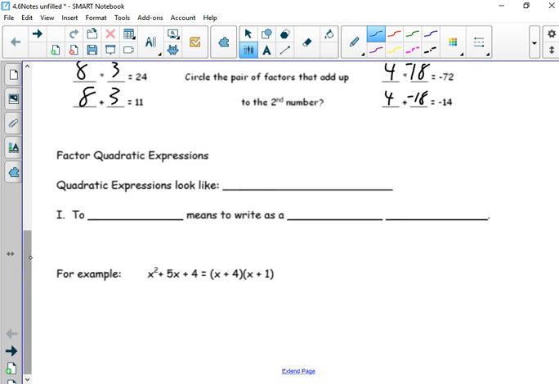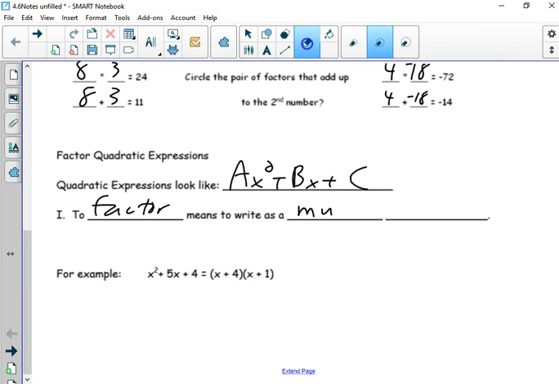Now, quadratic expressions, we talked about this before, look like this: ax squared plus bx plus c. To factor means to write as a multiplication problem.